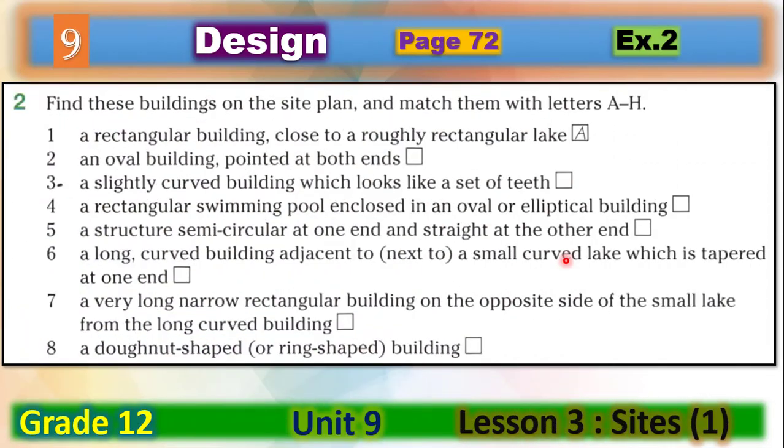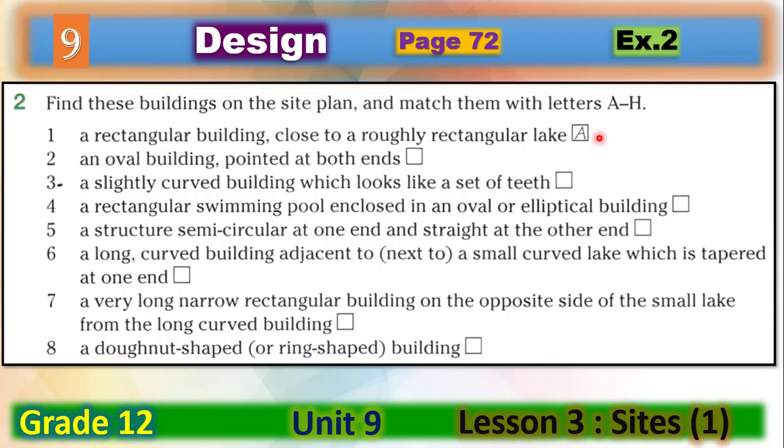Now let's move to exercise number 2. Find these buildings on the site plan and match them with the letters A to H. For example, a rectangular building close to a roughly rectangular lake. It's A. Now all you have to do is to read the rest of the sentences and try to write the letters of the buildings. You have 5 minutes to do the activity, and when you finish, please play the video again to check your answers.